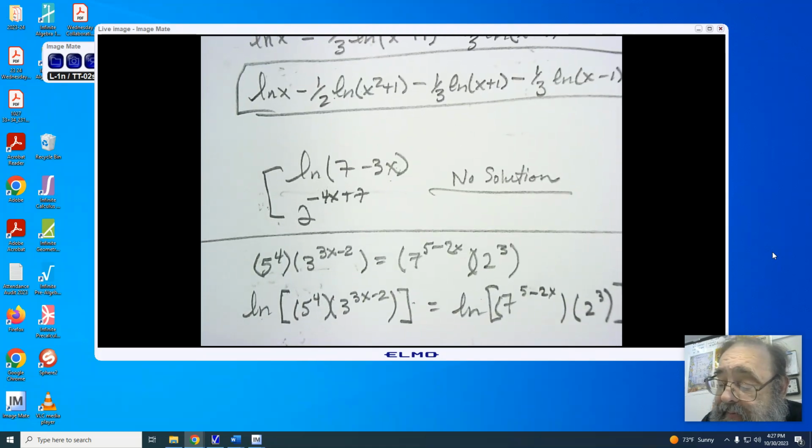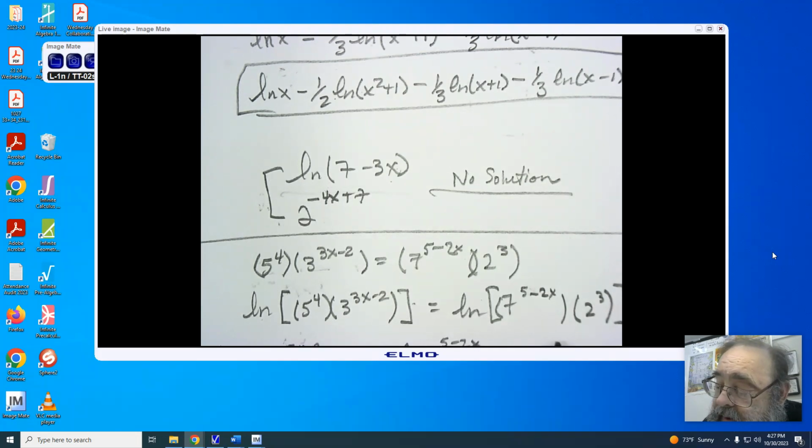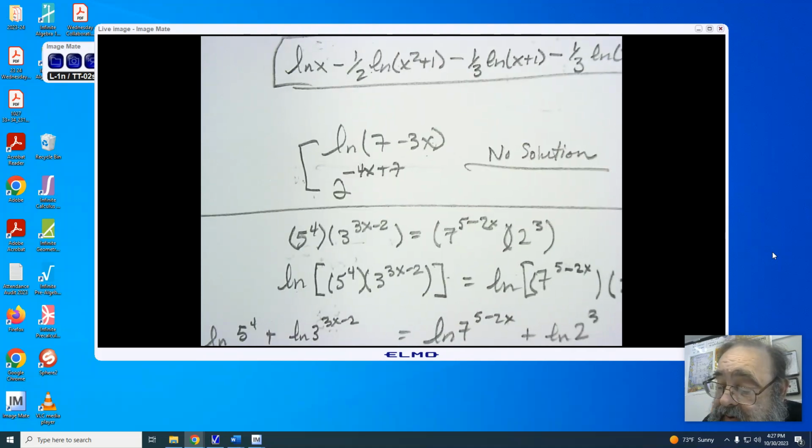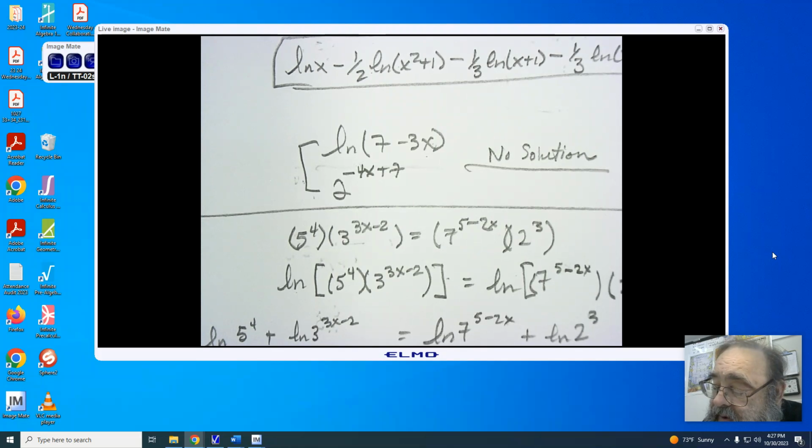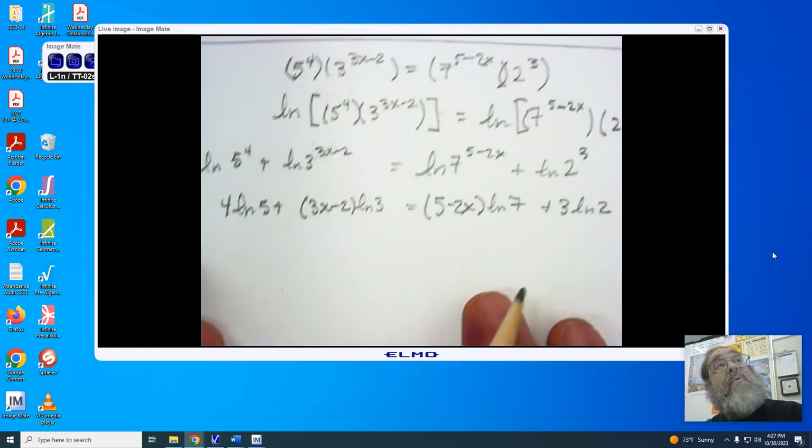When I expand, I get the natural log of 5 to the power of 4 plus the natural log of 3 to the 3x minus 2 equals the natural log of 7 to the 5 minus 2x plus the natural log of 2 to the 3rd. The powers move in front so that I have 4 natural log of 5 plus parenthesis 3x minus 2 to the natural log of 3 equals parenthesis 5 minus 2x to the natural log of 7 plus 3 to the natural log of 2. This is where we have to distribute.